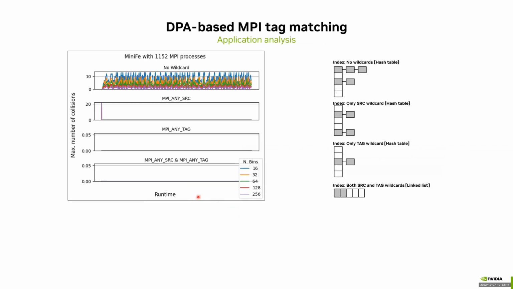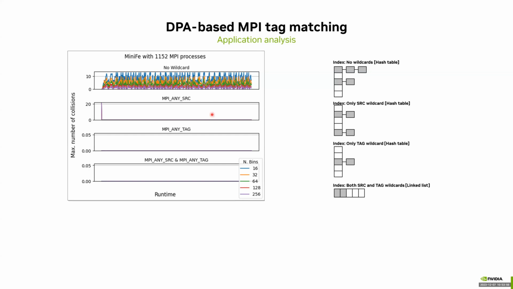What we are doing is a bit of static analysis of application traces, trying to understand how frequent these conflicts are. In this plot, you see the number of collisions a receive would experience, and on the x-axis you have the runtime of the application. Each subplot is for a different index, like the indices that we have here. So no wildcards is this no wildcard here. If a message comes and matches a receive without wildcards, how many conflicts did we have there? How long is this bucket basically?